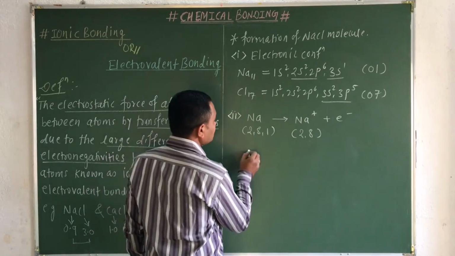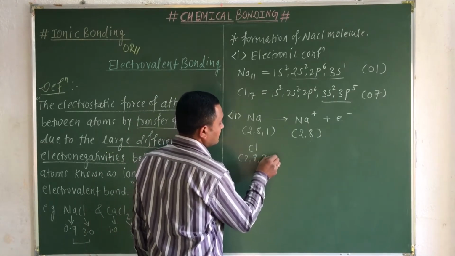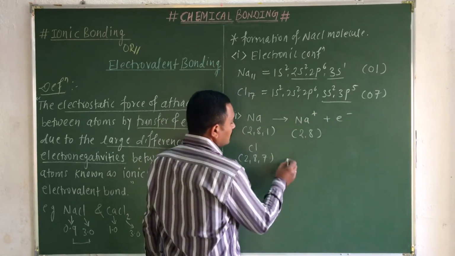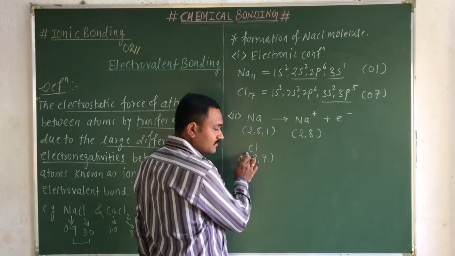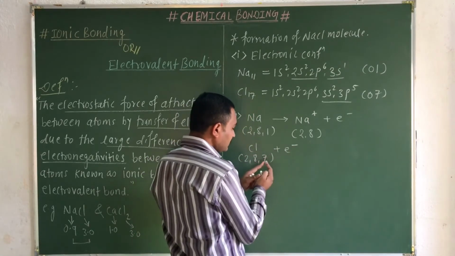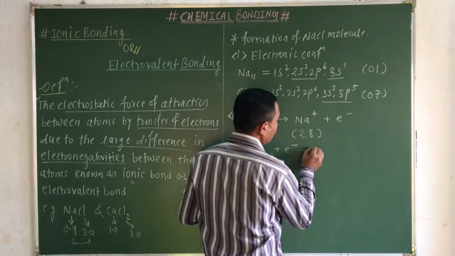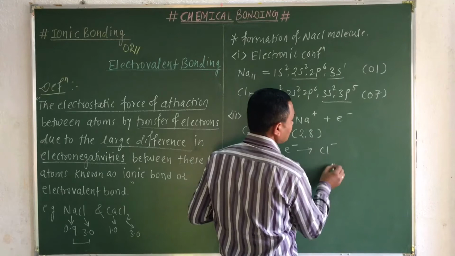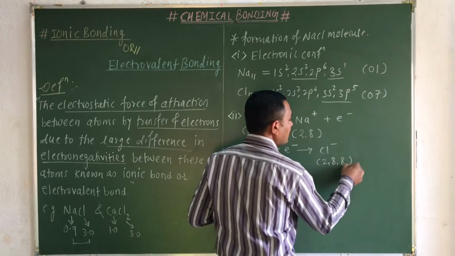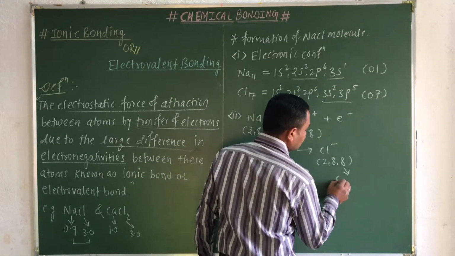Now exactly opposite, chlorine, its electronic configuration is 2, 8, 7, I have written it in this form. If this chlorine gains 1 electron, we are adding 1 electron in the valence shell of the chlorine, obviously it will convert into the Cl- ion. Its electronic configuration will become 2, 8, 8. So here chlorine also completes its octet.